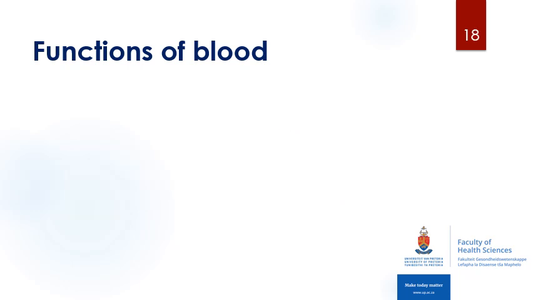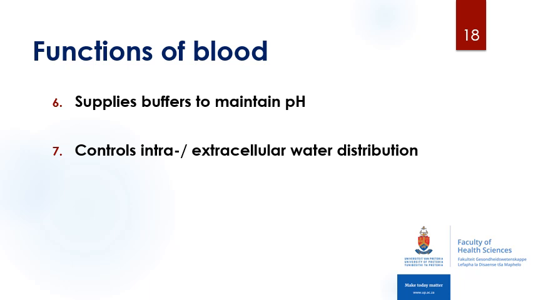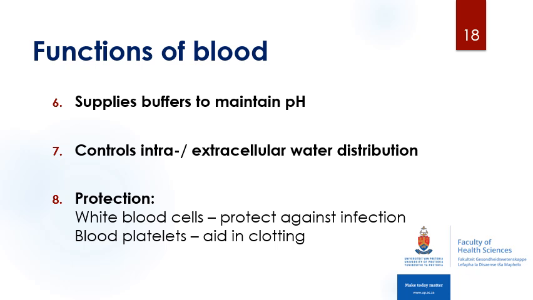And then lastly, your blood is also important for supplying buffers. So it can transport buffers around in your body in order to maintain the pH of your body. It can control the distribution of water throughout your body, and it also plays a very important role in protection. So your white blood cells will protect against infection, and then your blood platelets aid in clotting, so it prevents you from losing too much blood if you have a breakage in your blood vessel.